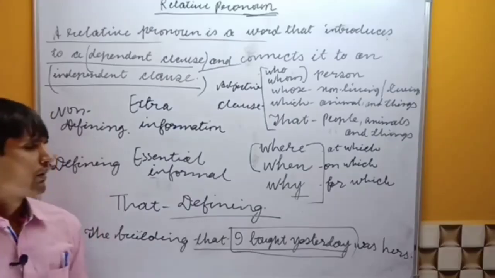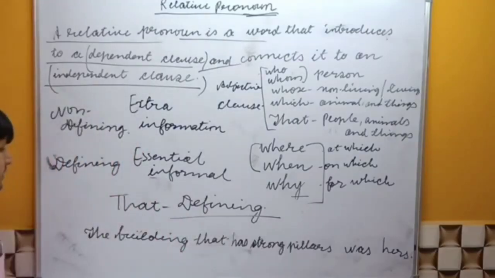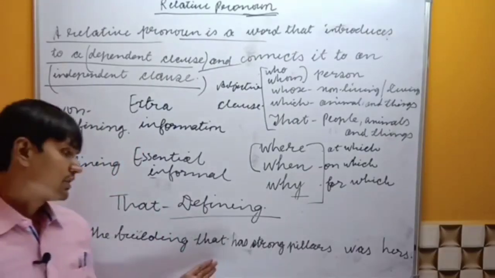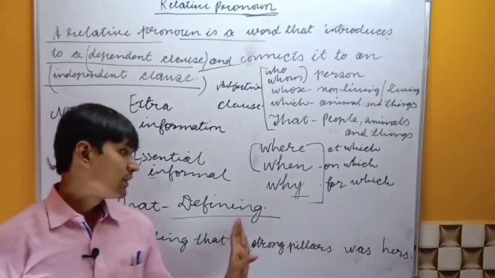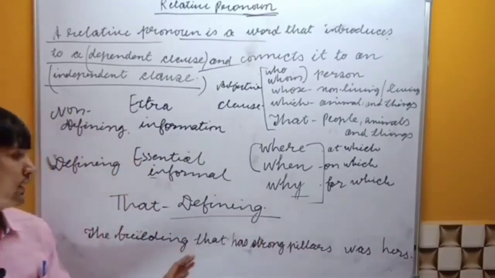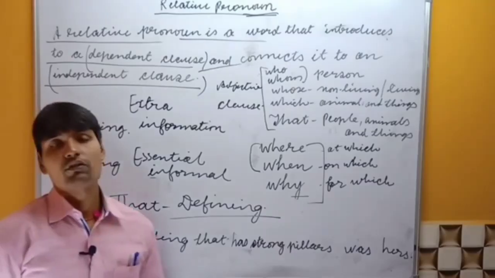Okay. But now look at this sentence. I have written here, the building that has strong pillars was hers. The building was hers. Okay. The building has strong pillars.